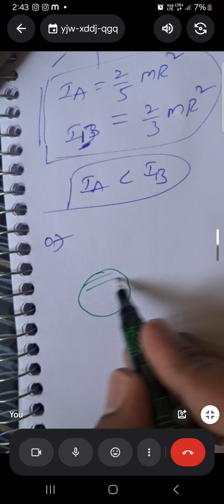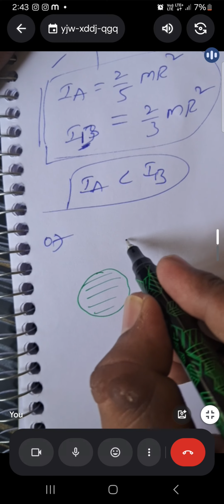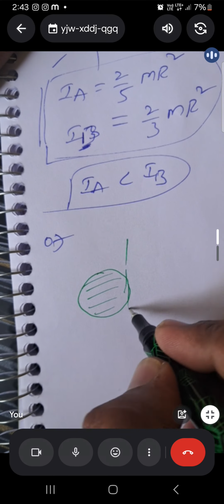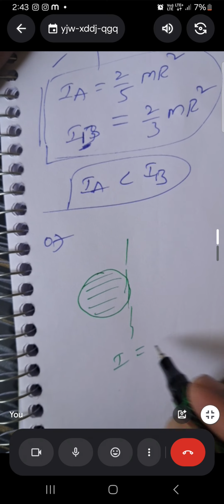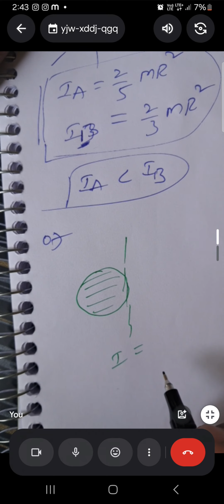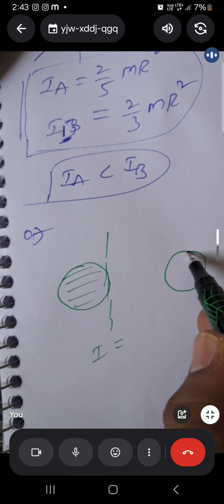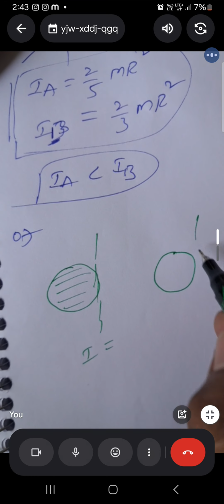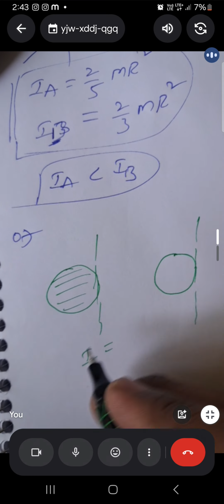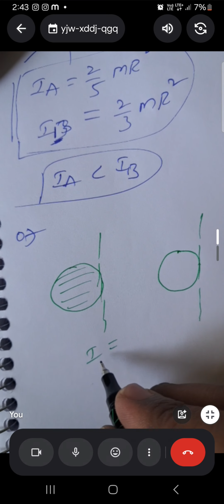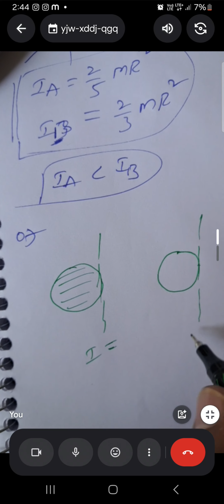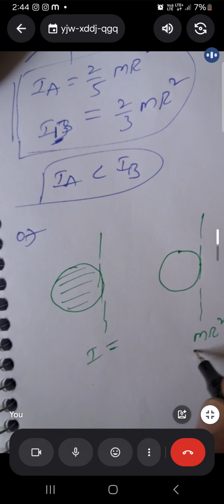Disk, the moment of inertia with respect to the tangential axis. And ring, for ring also, the moment of inertia with respect to the tangential axis. This one we need to find out first of all. Ring, mr square by 2. Ring, very good. mr square by 2, correct. What about this one? Disk.